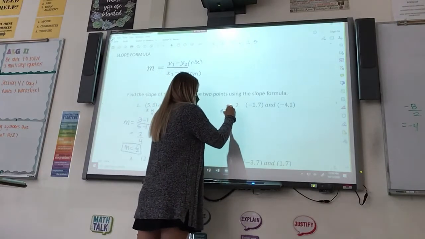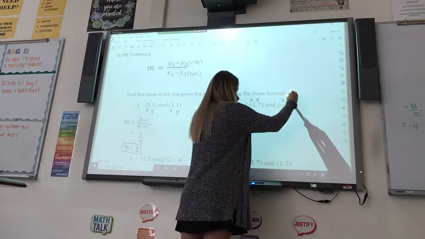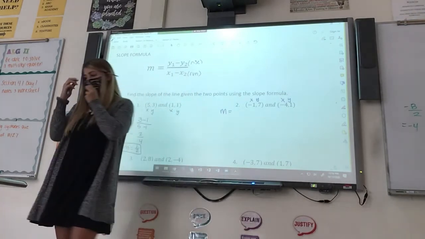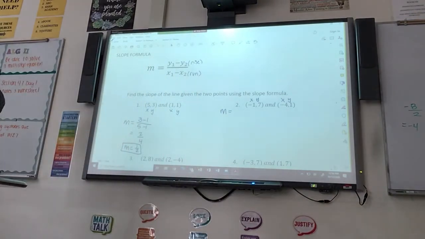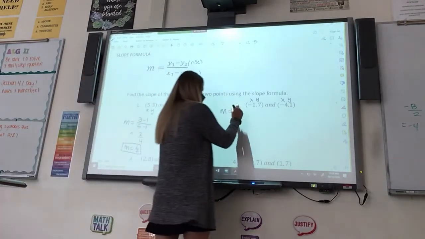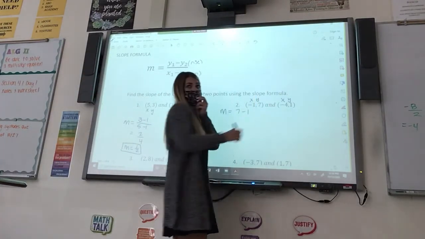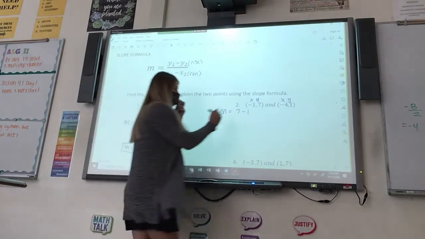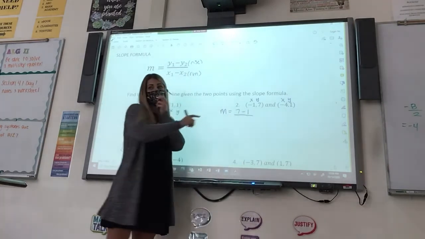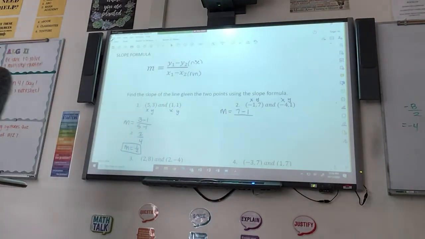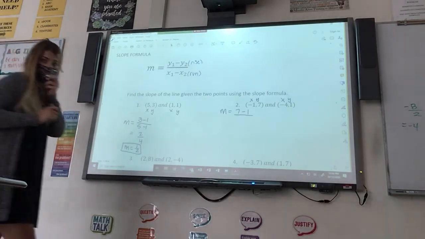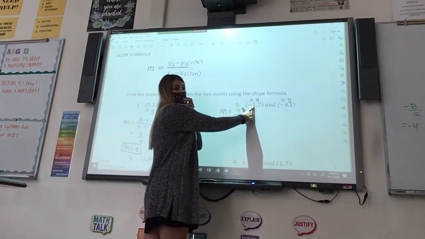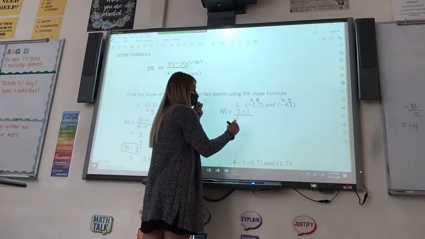So let's try again with number 2. Juliana, what y do you want to start with? Sure. Okay, so we're going to do 7 minus 1, y minus y. If you started with 7 in my denominator, so below, what x value do I have to start with? Grace? -1. -1 is the one that goes with 7. So -1. So be careful.